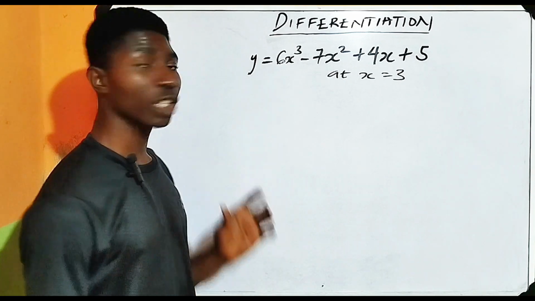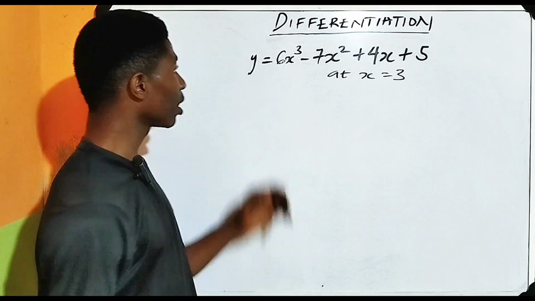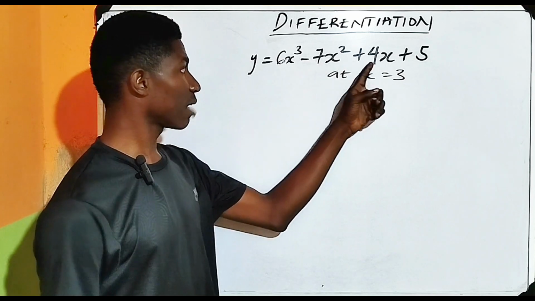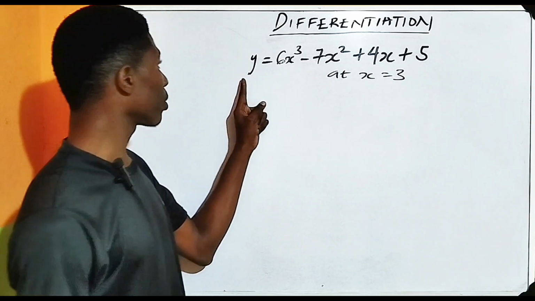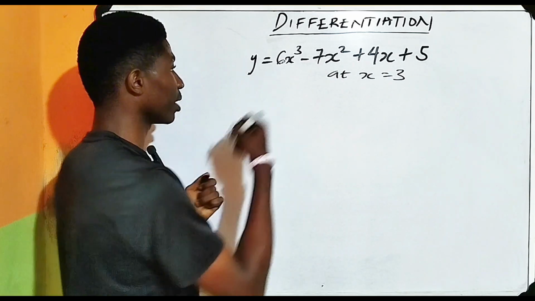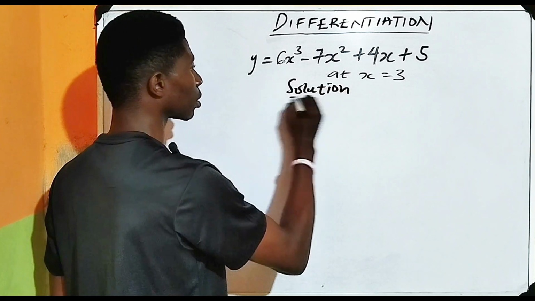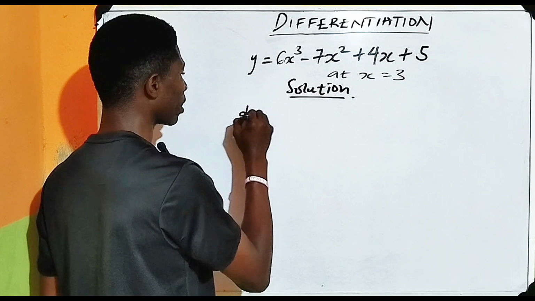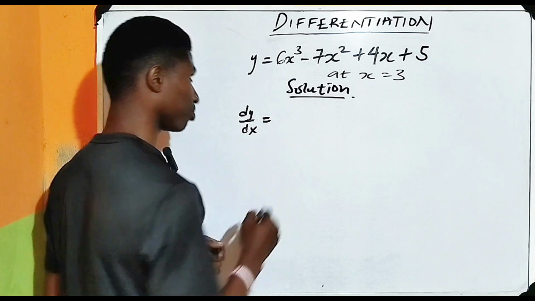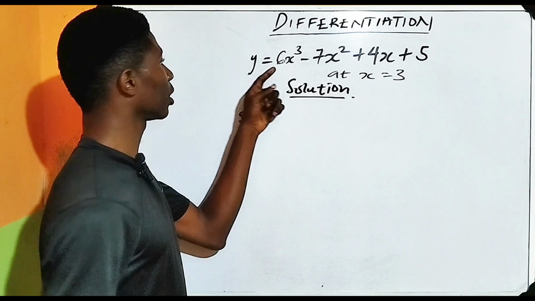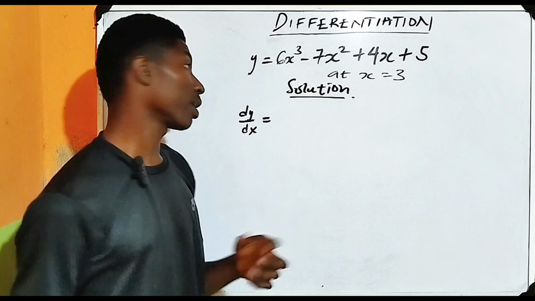So we're going to differentiate term-wise. As I said, this is a term, a term, a term, and a term. So when you differentiate y, you have dy dx. So solution, dy dx. Now differentiate 6x cubed with respect to x.